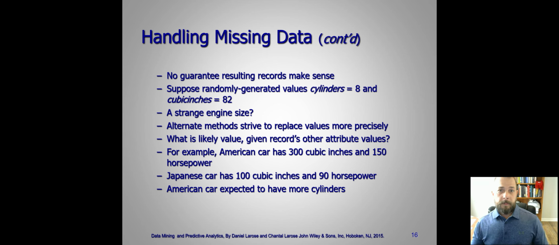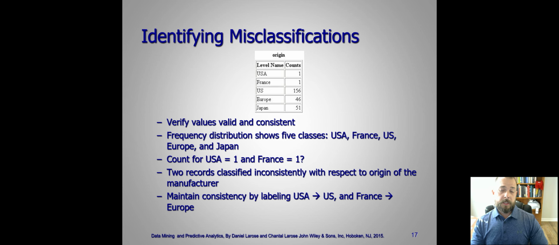No matter what you do with handling missing data, you need to make sure that whatever values you're replacing it with make sense. Even in this small data set of values related to cars, we could end up introducing data that has errors. If I replace, say, the cubic inches with 82 on a car that has 8 cylinders, that's a pretty strange engine size. We need to be careful in how we replace the variables, making sure they make sense, because we don't want to introduce any kind of misclassifications.